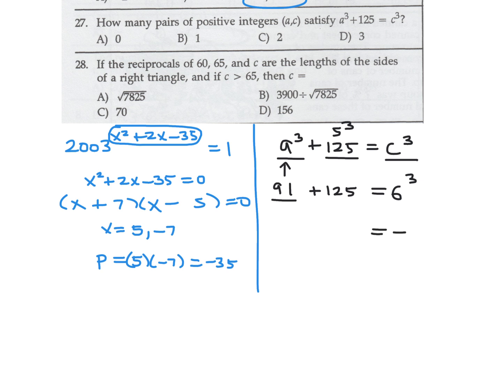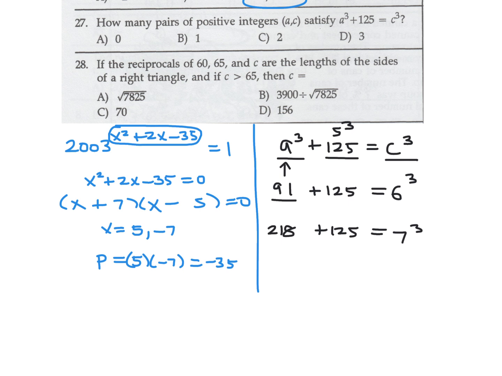Let's go to the next one, 7 cubed plus 125. 7 cubed, 7 times 7 times 7 is 343. So if you subtract 125, that would have to be 218, correct? And 218 is not a perfect cube.